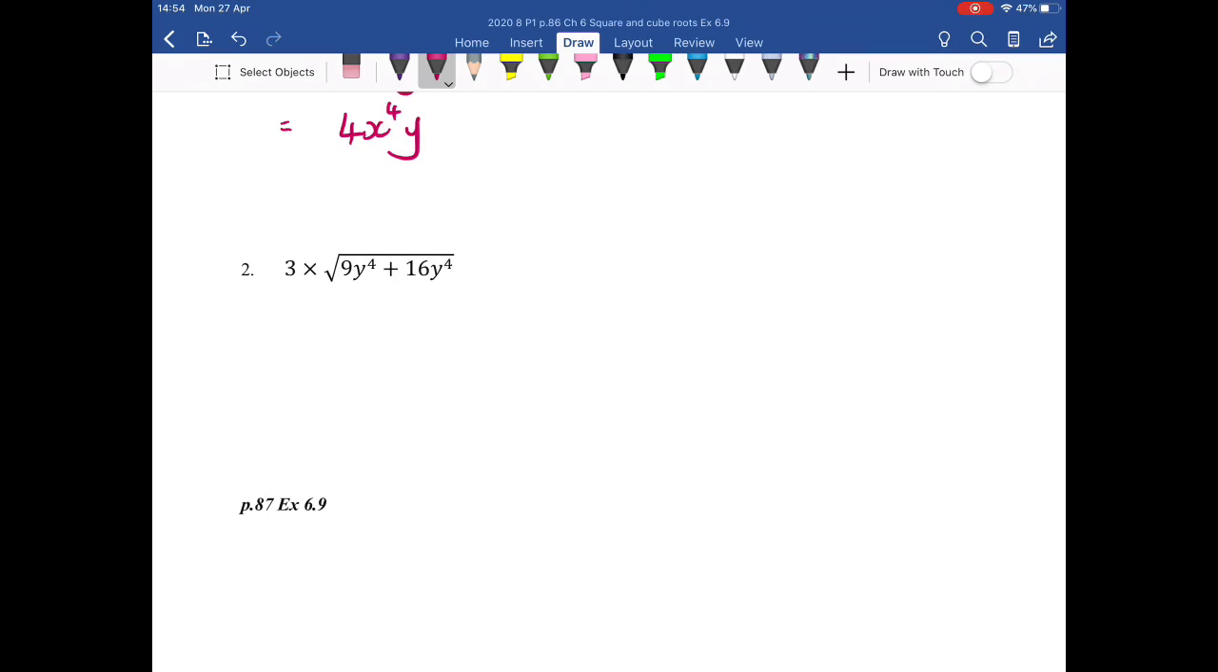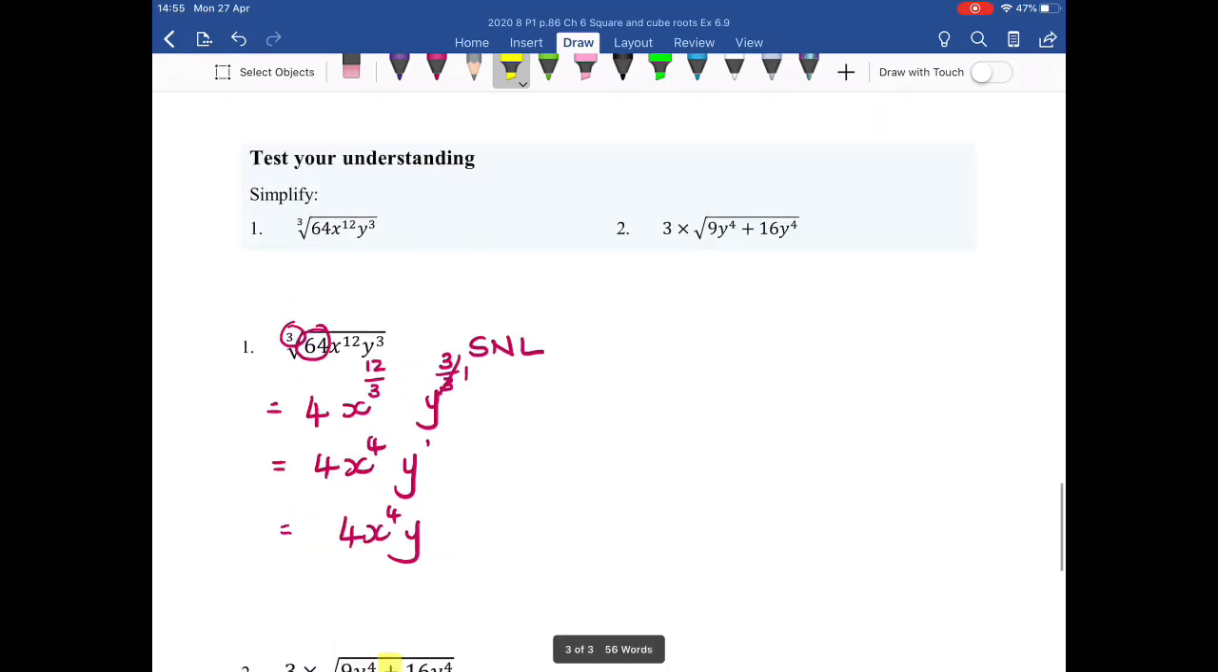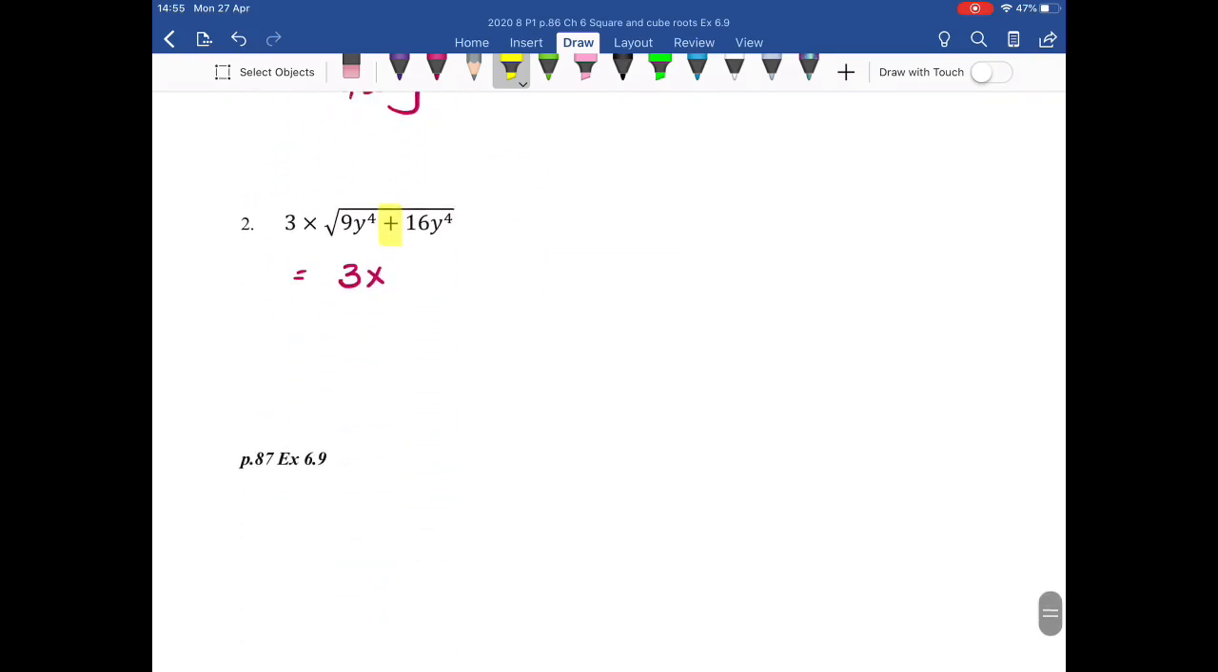Let's look at the second one. Right, this is still one term, but I've got to first find out my square root of that, and then I multiply by 3. So that's our plan. Okay, so I'm going to copy down what I'm not using. I have two terms underneath the square root, but remember, you cannot separate them and square root them independently.